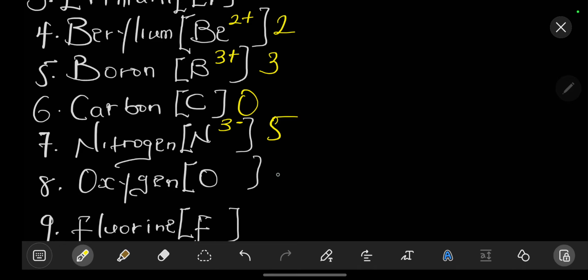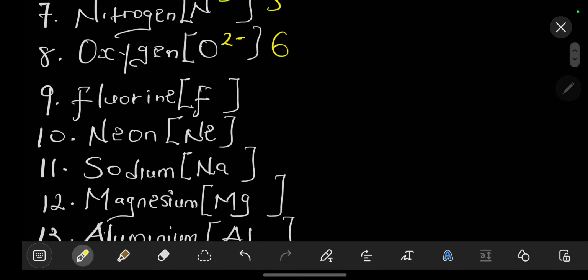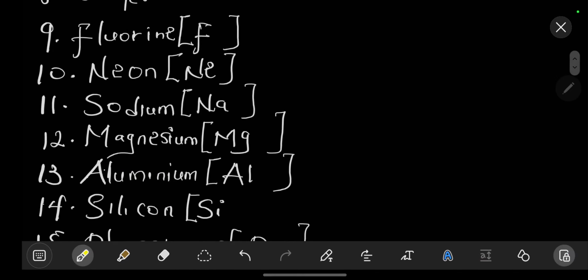Oxygen belongs to group 6. It does not possess a +6 charge. It possesses a 2 minus charge, or -2 charge. So that is how it works. Then fluorine belongs to group 7. That's called the halogens. Remember, halogens are called the salt formers. That is what halogens mean. So it belongs to group 7, but it possesses a -1 charge.